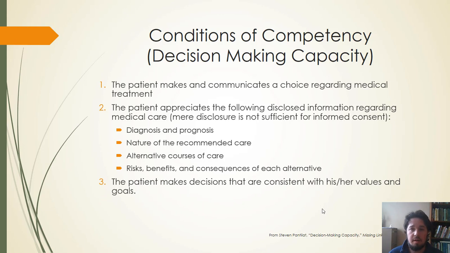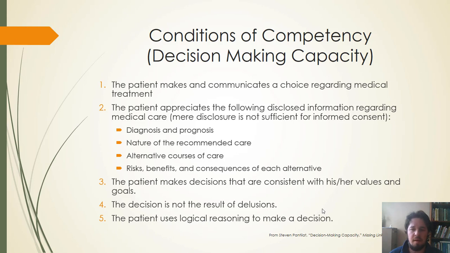And then the third condition for competency is the patient makes decisions that are consistent with their values and goals. In other words, you have to see that the patient is acting rationally. If the patient is doing something that is clearly not in line with their own values, or is clearly not going to benefit them, they may be acting irrationally. So that's basically what number 3 is getting at. And number 4, the decision cannot be the result of delusion. Okay, so those are the conditions of competency. You can see 3 and 5 kind of go together. The patient uses logical reasoning to make a decision.